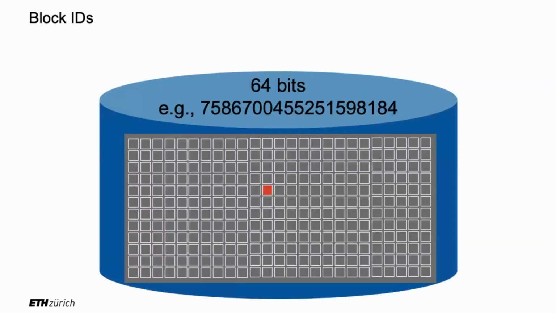By the way, the block IDs, I told you it's not colors. I use colors because it's nice on the slides, but in fact, it's an integer. 64 bits basically means it's an integer between 0 and 16 quintillions, I think, if I'm correct. So you have a lot of space for storing blocks. 64 bits is much more than we need. And one block ID uniquely identifies one block.